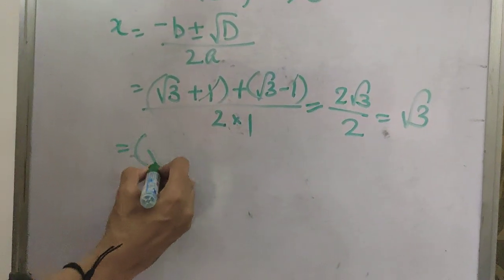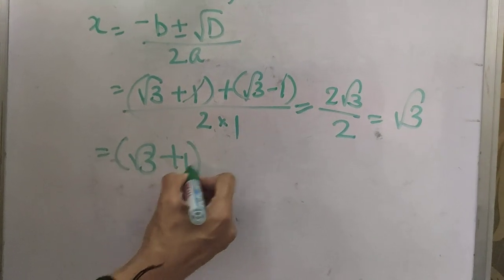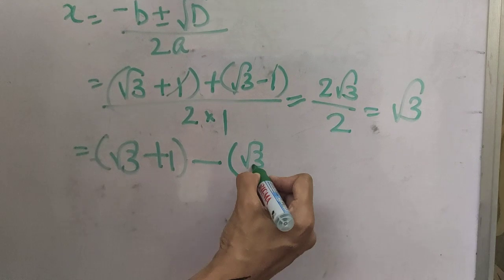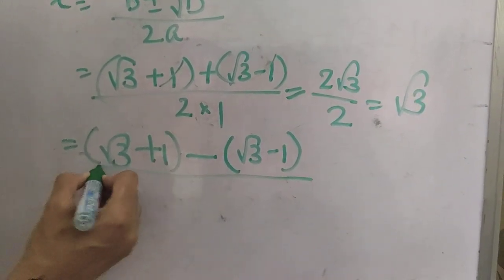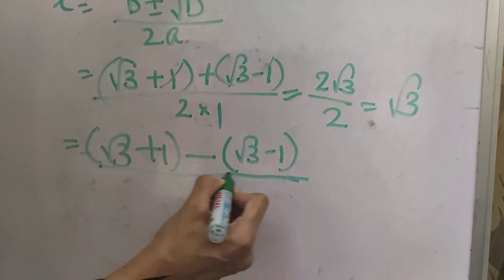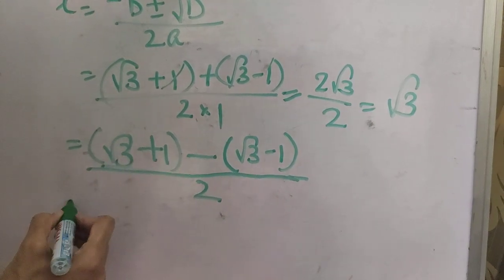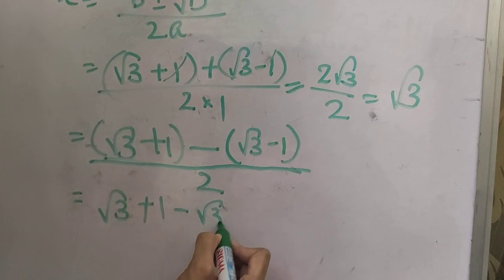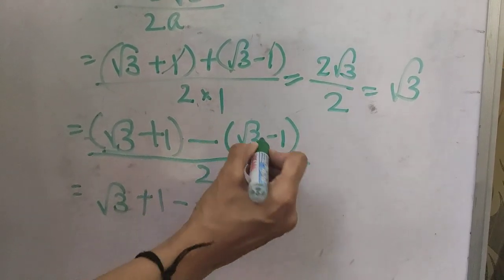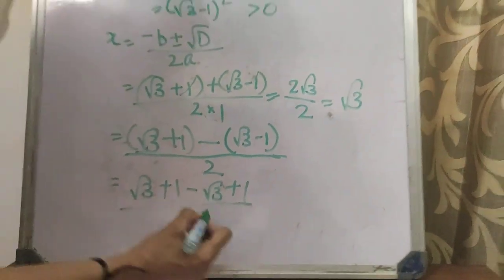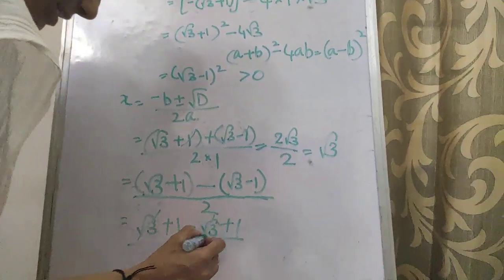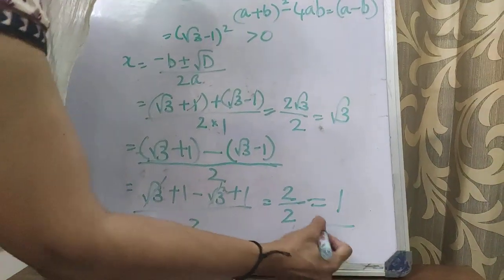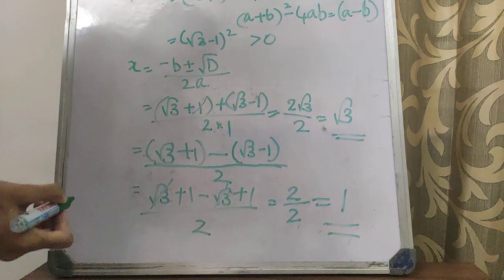Now the other one is root 3 plus 1 minus. Now when you write minus, please remember to put the bracket, because both signs should change. Okay children? So what happens here? You get root 3 plus 1 minus root 3 plus 1. Minus into minus is plus, by 2. So in this root 3 get cancelled. You get 2 by 2. What is 2 by 2? 1. So what are the roots? Root 3 and 1.